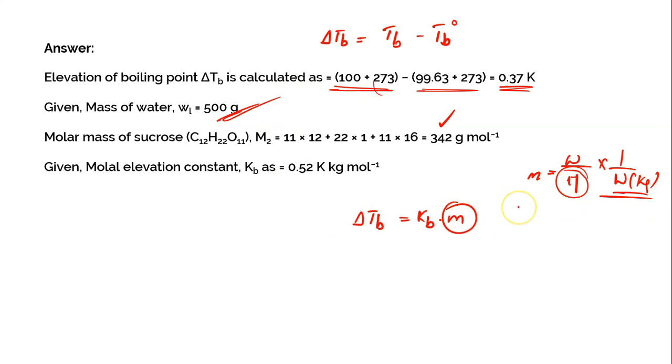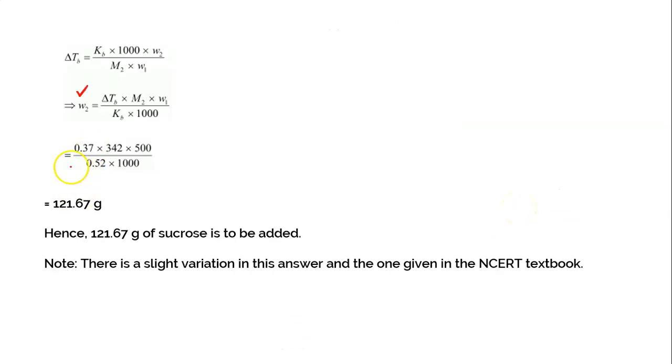So substituting all the known values, you can calculate W2 as shown. And the mass of sucrose is going to be 121.67 grams. So this much of sucrose is needed to enhance the boiling point of the solution to 100 degrees Celsius. Yeah? I hope you have understood these questions.